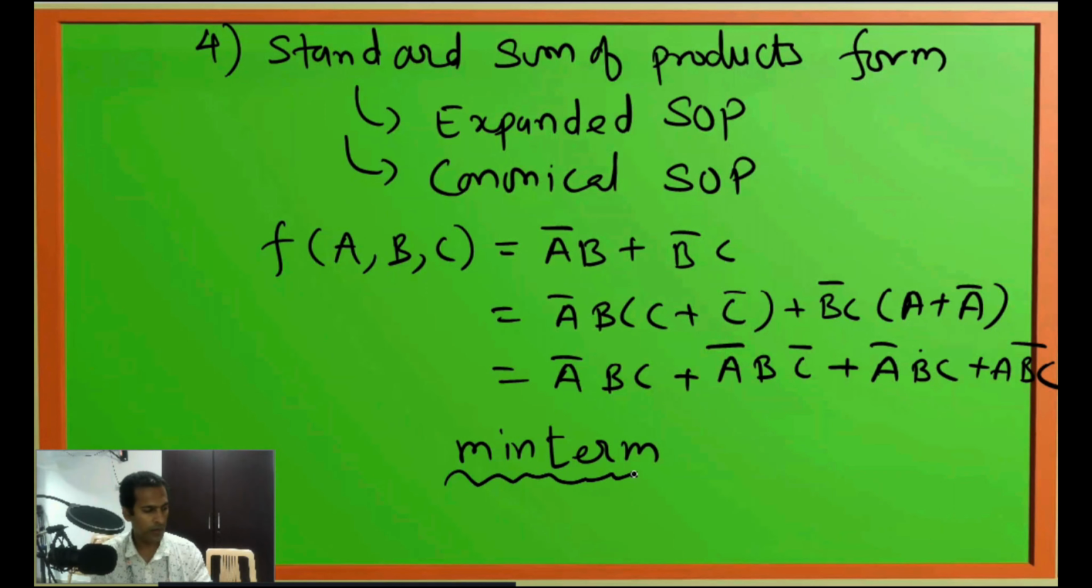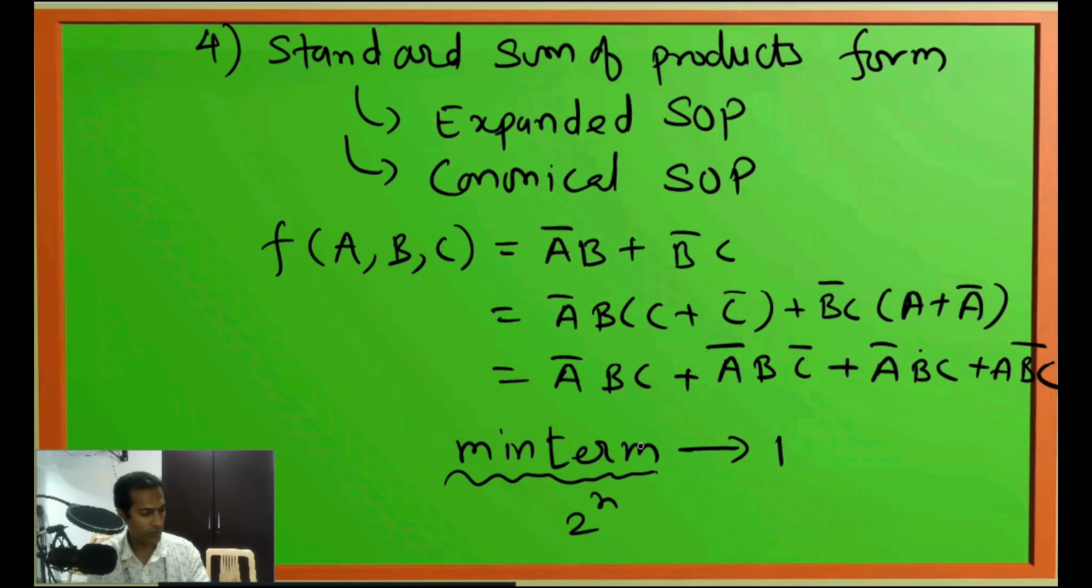It is called the min term. A min term assumes the value 1 only for one combination of the variables. An n variable function can have all the 2 to the power n min terms. So the sum of the min terms whose value is equal to 1 is the standard sum of product form of the function.